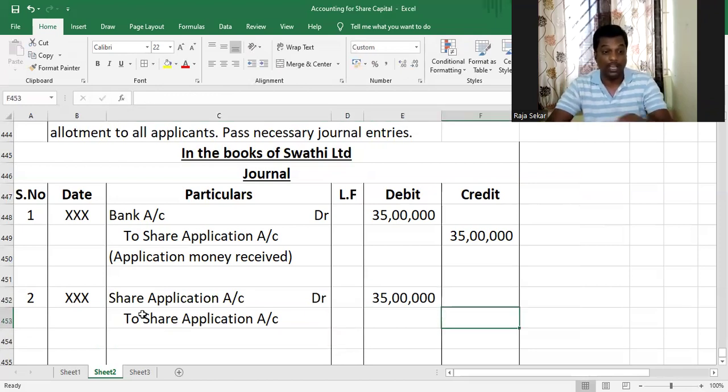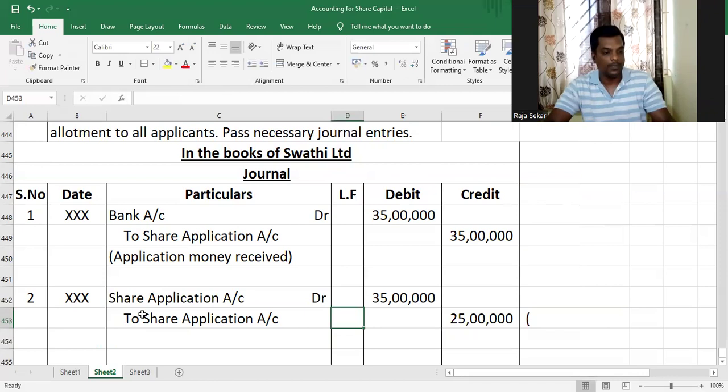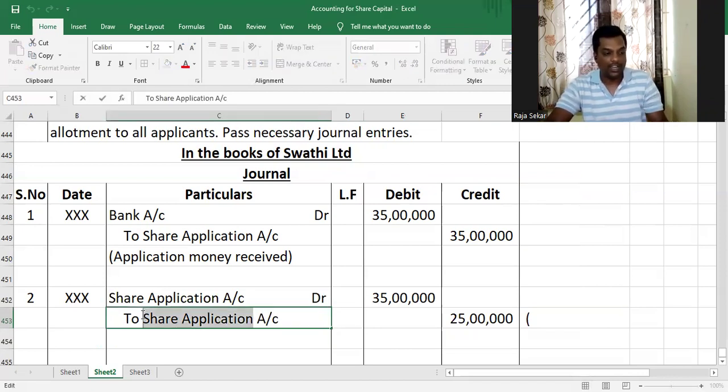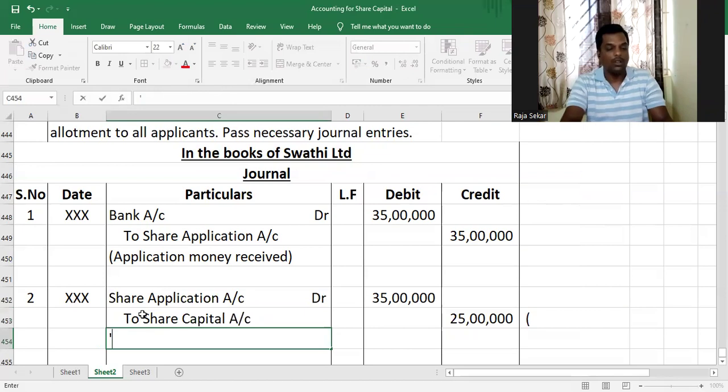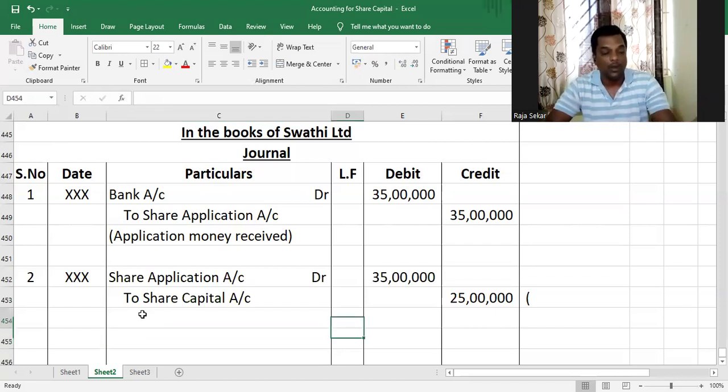Am I right, my dear children? And we have only allotted 1 lakh shares. So we can only transfer 1 lakh into 25 lakh rupees to the share capital account. And why are we only transferring 1 lakh into 25 to share capital account? It's because we have only allotted 1 lakh shares. And for each share allotted, we are only eligible to receive 25 rupees per share as application money. So the application money that the company is eligible to receive from the shareholders is only 1 lakh into 25 lakhs. We have received 35 lakhs because of the extra applications that have been made.